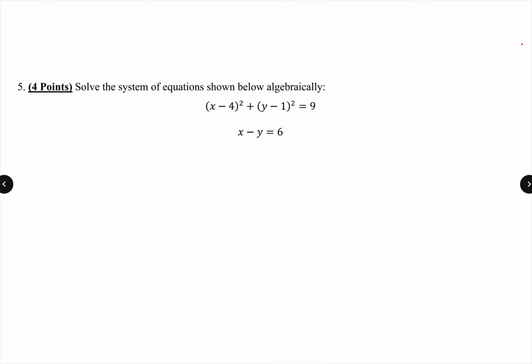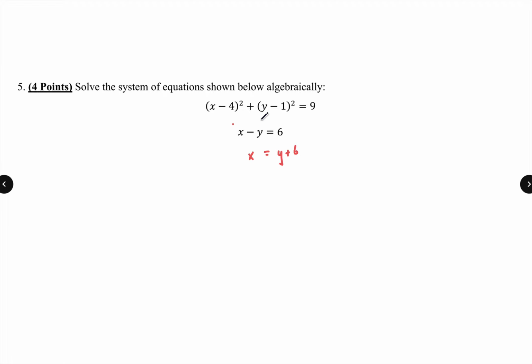And the last one, right? Another 4-pointer. Solve the system of equations shown below algebraically. Algebraically means we can't just put this stuff into our calculator and get the points, right? We actually have to do the work. Right off the bat, I'm going to try to make it easier on myself and solve my second equation. So I'm going to start by adding y on both sides. So I know x equals y plus 6.